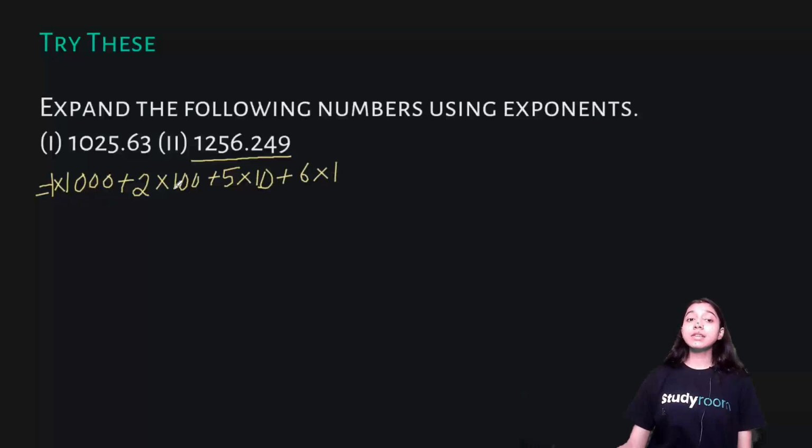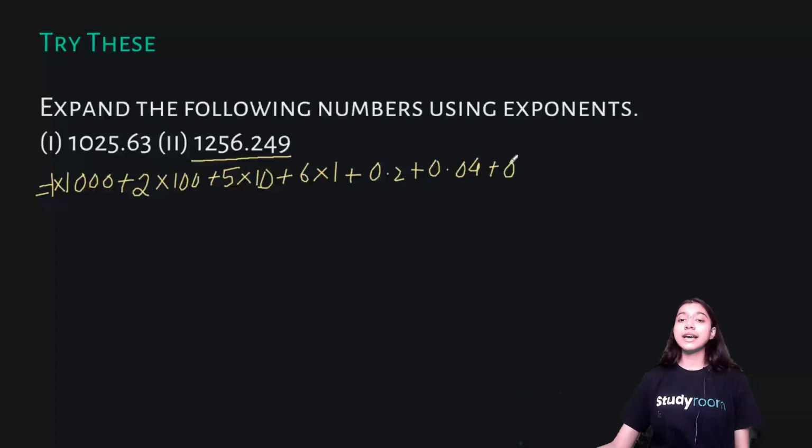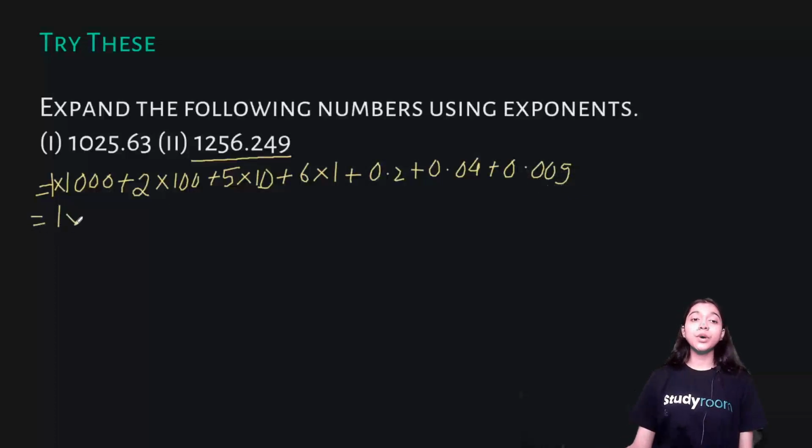I am using this 1000, 100 and 10 by noticing the place values, like 6 is in the unit digit, so 6 is multiplied with 1, 5 is in the tens digit, so 5 multiplied by 10, in that way. And then we have the decimal points, like the numbers after the decimal point, that is 2, 4 and 9. So these can be written as plus, 2 can be written as 0.2, then 4 can be written as 0.04, and in place of this 9 we can represent it as 0.009.